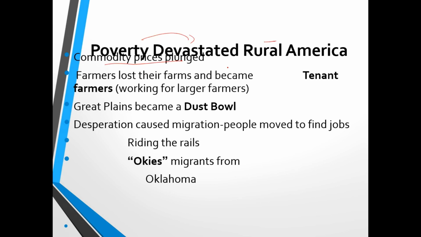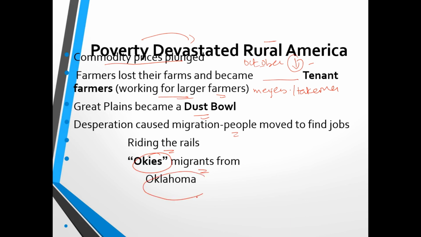Commodity prices plunged. October is, nowadays, considered the time when commodity prices plunge. Farmers lost their farms and became tenant farmers, working for larger farmers. Of course, like the mergers you can say, or takeover. The Great Plains became a dust bowl. Desperation caused migration, finding rides on the rails. Okies, migrants from Oklahoma, they were known as. So these were some of the important characteristics of those people.